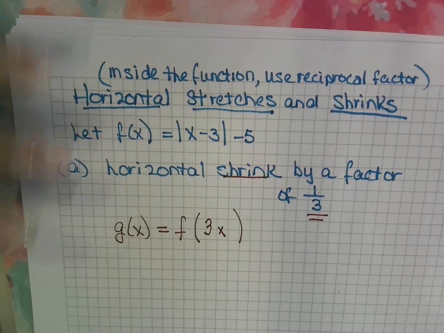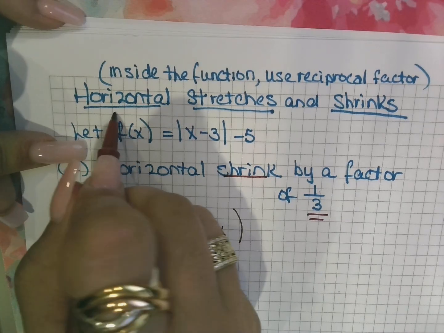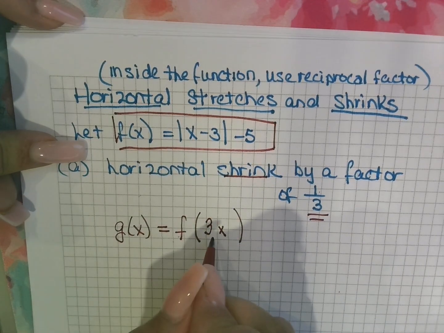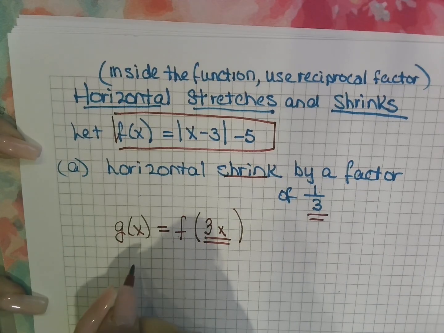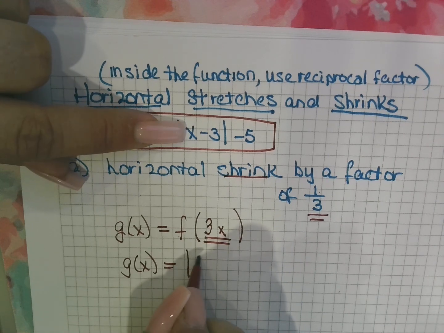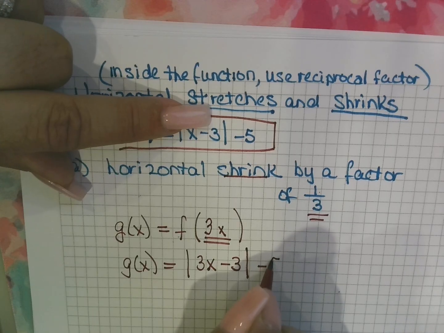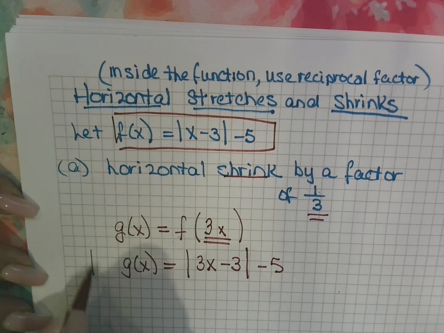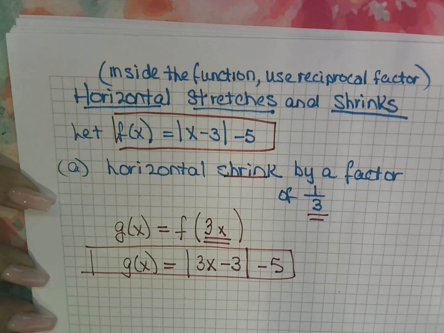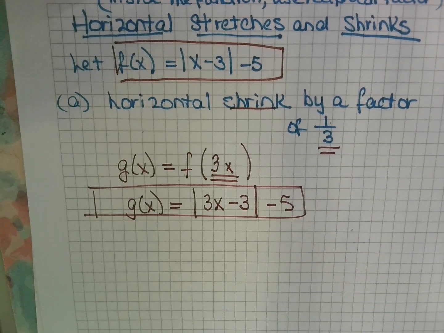All right? And so now what this means is we go back to our f of x function, and wherever there's an x, you're going to put a 3x. So g of x equals, we're going to copy this, absolute value, instead of x, we're going to put 3x minus 3, absolute value minus 5. And that is that. Okay? So it's a little different.